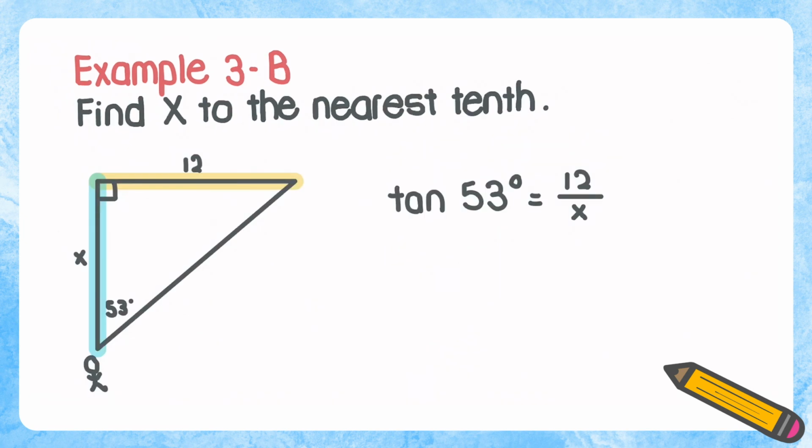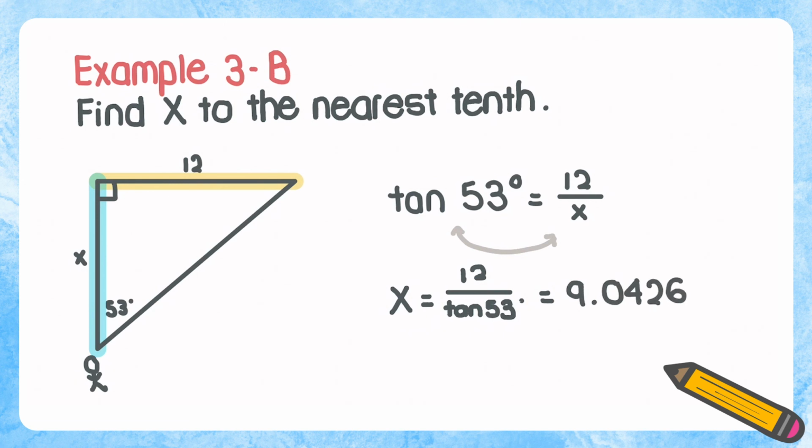All right, so let's look at part B of example 3. We had the trig ratio, the tangent of 53 degrees equals 12 over x. I'm just going to use the shortcut here. So I switch things up, and I get that x equals 12 over the tangent of 53 degrees. And I plug this into the calculator and get 9.0426, and it keeps going, but we're rounding to the nearest tenth. So x is approximately 9.0.